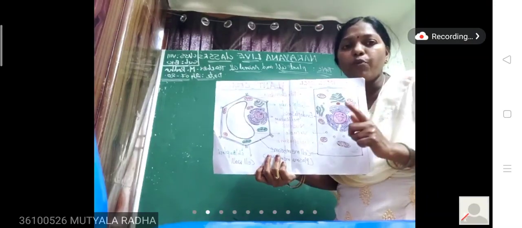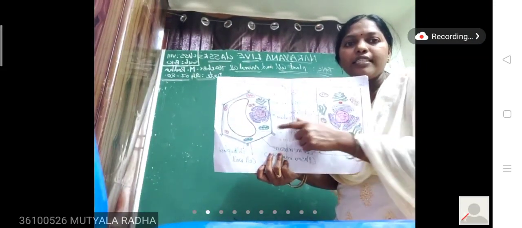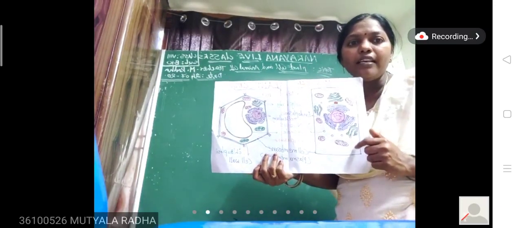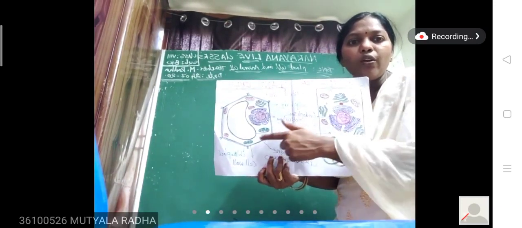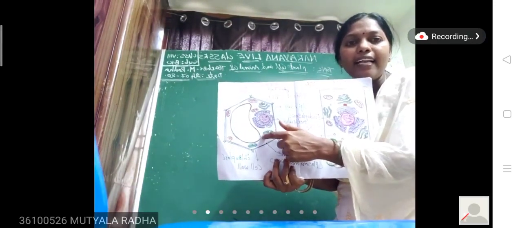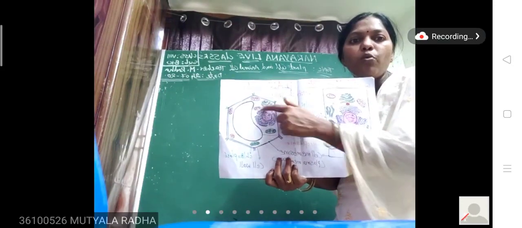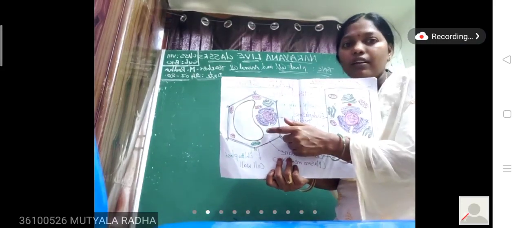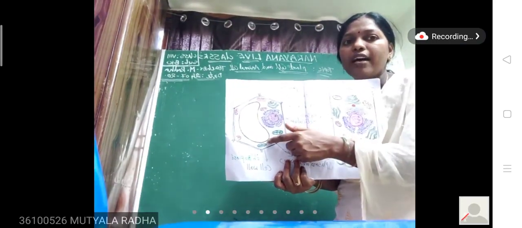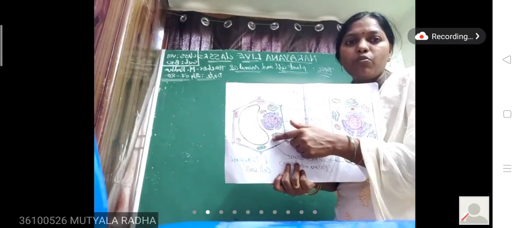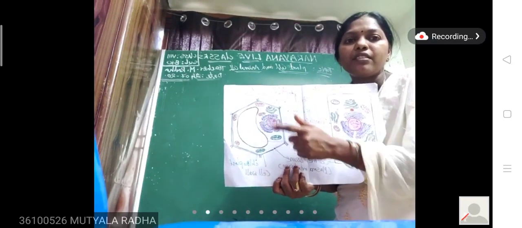So the first point of difference that I told: cell wall is present in the plant cell, cell wall is absent in the animal cell. The second difference between them: vacuoles occupy more space in the plant cell. Vacuoles occupy more space in the cell. So vacuoles are bigger in the plant cell, mostly one vacuole present in the plant cell.